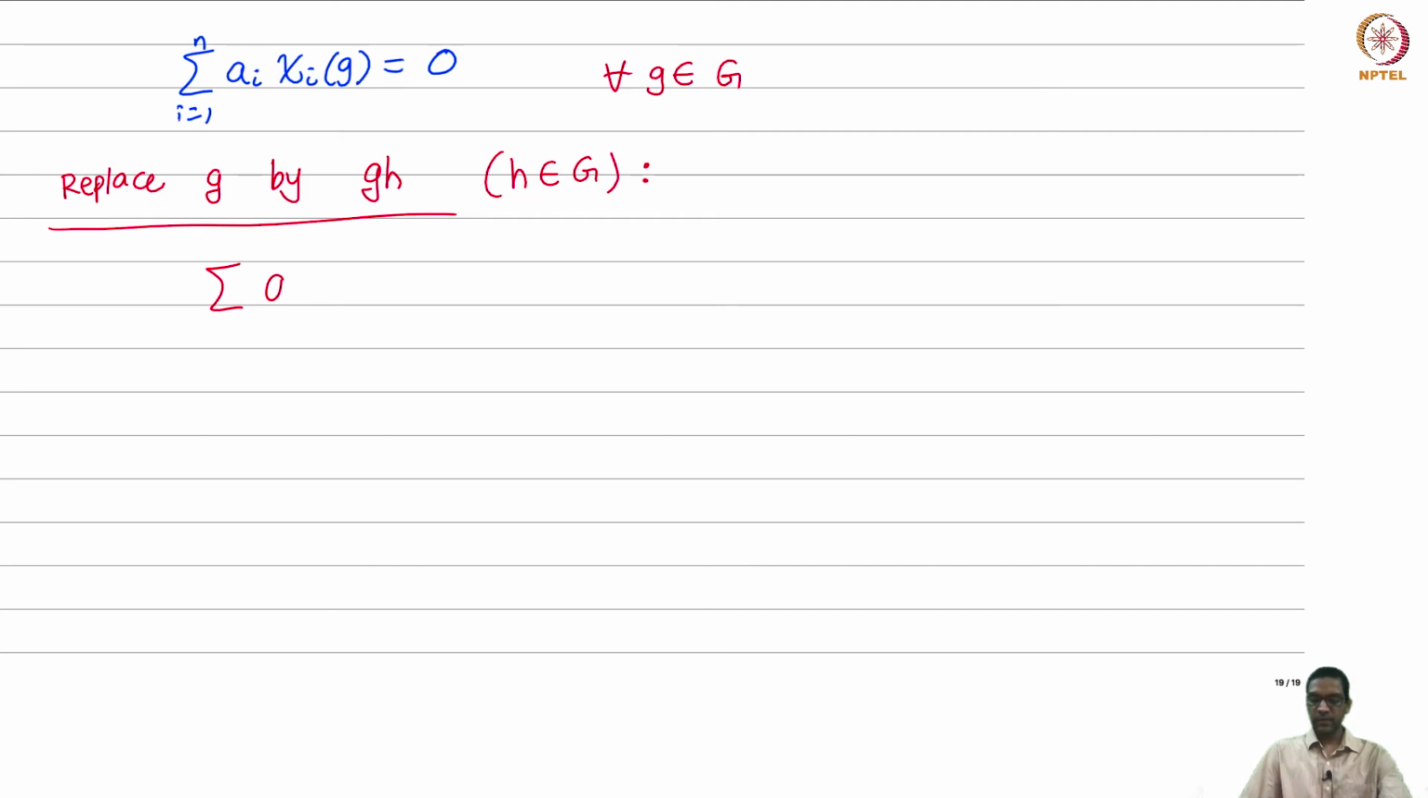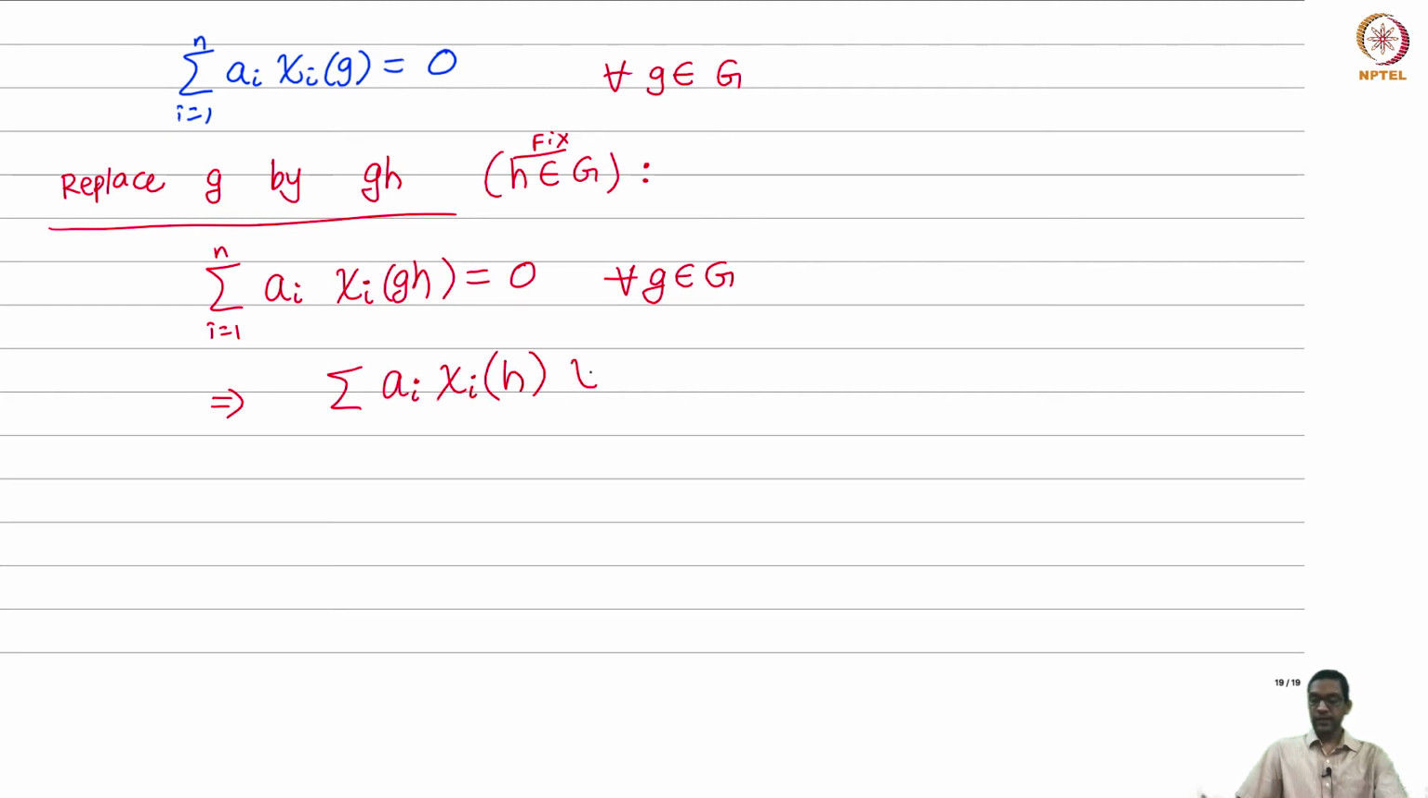So what do I get? Well, I get the new relation, the sum of a_i chi_i of gh is also 0. I fix h and think of g as varying across the elements of the group. So here's my relationship, and what does this imply? I have to use somewhere that chi_i is a character, that it's a group homomorphism, and now is the time to use it. So I'm going to rewrite this as chi_i of h times chi_i of g, summed with a_i, is 0.